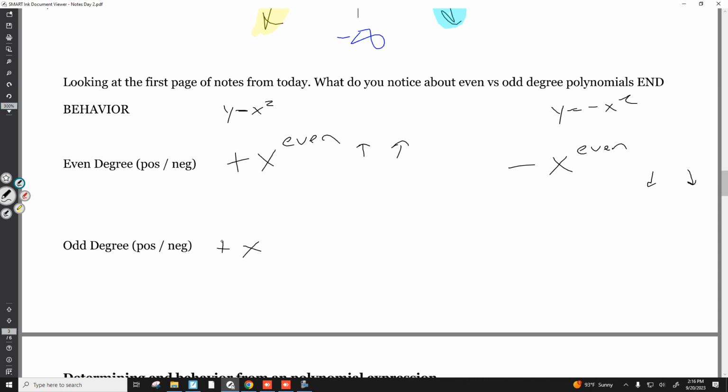Positive x to the odd. Arms, go. Positive x to the odd. You know what I do? Y equals x. I know what y equals x looks like. And then I just flex a little bit for the x cubed. That's all. Y equals x cubed. That's all.